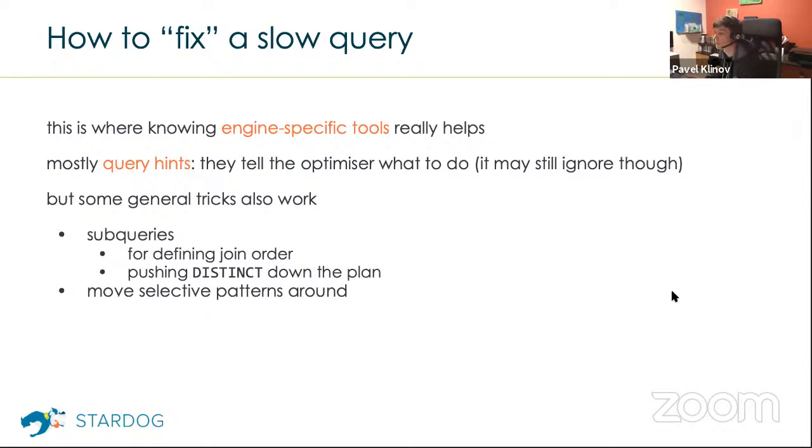But the question is: is there something you can recommend to query authors for self-join optimization, or is it only possible for query engine developers? I'm not entirely sure what you mean by self-join. Is it a join on the subject variable, like a star-shaped join? Maybe we move that question to the open session afterwards if you're not sure.